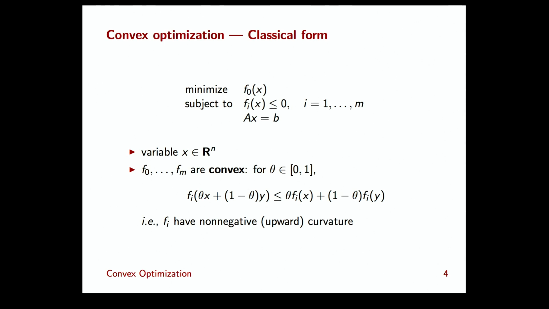Okay, so this is a convex optimization problem. You have to choose a variable x. There's an objective, inequality constraints, equality constraints. The equality constraints are linear, and the objective and inequality constraints are convex, so they curve up, right? So that's a convex optimization problem.